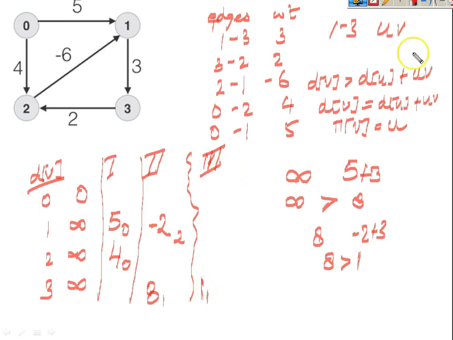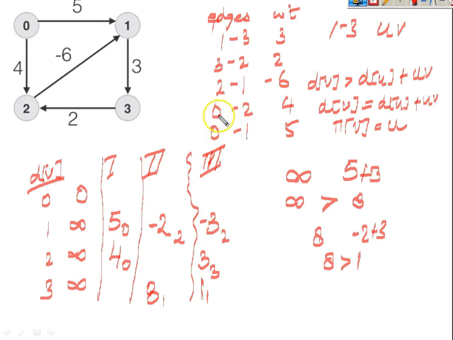vertex 1. Now 3 to 2, the d value of 3 is 1. Now this is 1, not 8. So 1 plus 2 is 3, and the d value of 2 is 4. So I am going to update it to 3, and I am getting this because of the third vertex. Now 2 to 1, the d value of 2 is 3, and 3 minus 6 is minus 3, and at 1 we have minus 2, so minus 3 is less than minus 2, so I am writing this, and I am getting this because of 2.